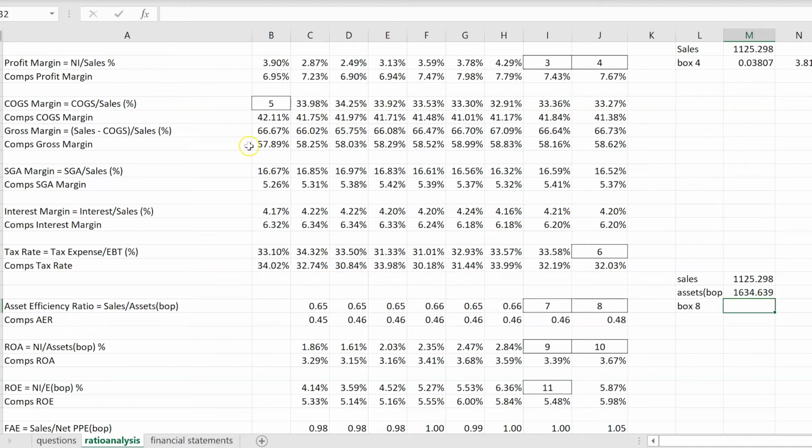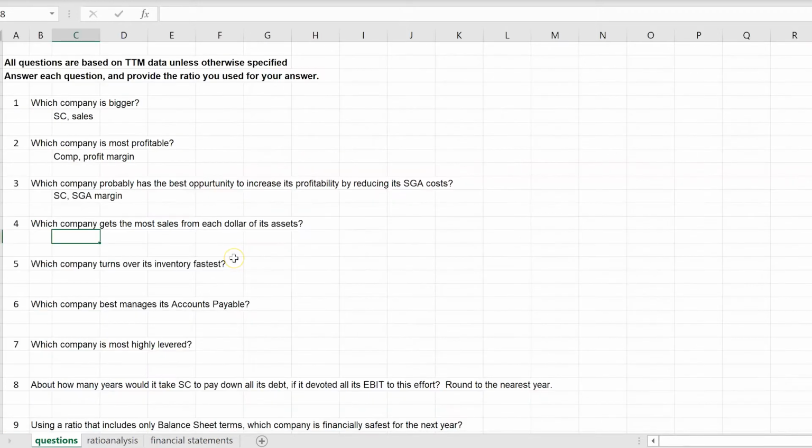Okay, and then once we have both those numbers, we can go ahead and solve for the asset efficiency ratio by dividing sales by assets. All right, and then we're gonna get this 0.68 number, which is greater than its comparable's number, which means that Sound Capture is doing a better job of generating sales from its assets. So we are gonna say that Sound Capture gets the most sales from each dollar of its assets, and we solve this by using the asset efficiency ratio.